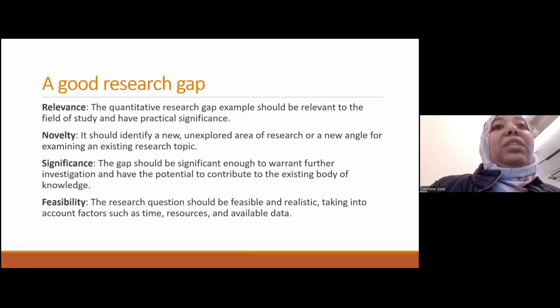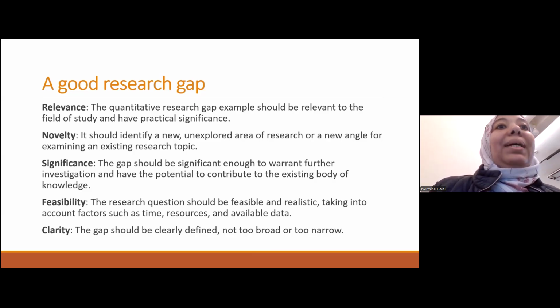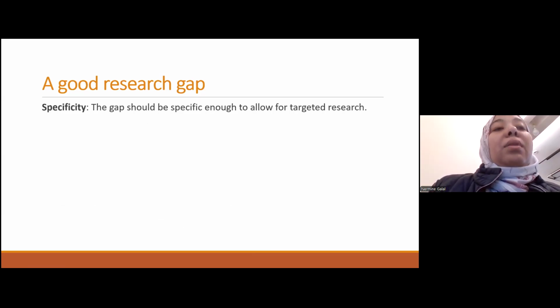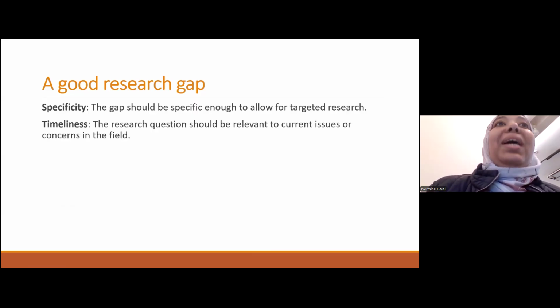And following, we have feasibility. They should be feasible and realistic, taking into account factors such as time limits, resources, and availability of data. Also, it needs to be clear, not too broad, not too narrow, a specific, clear research question that you can track all the way through your work. Then comes specificity, which means it is specific. Again, it goes with clarity. So it's specific and clear, and it is timely.